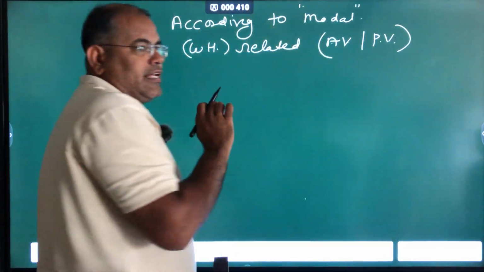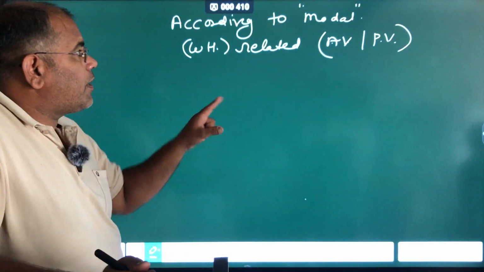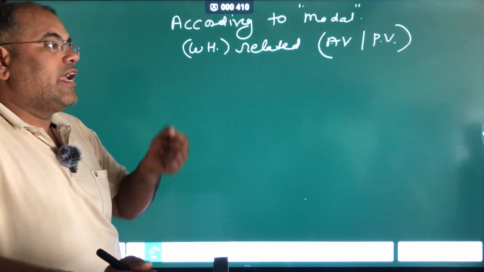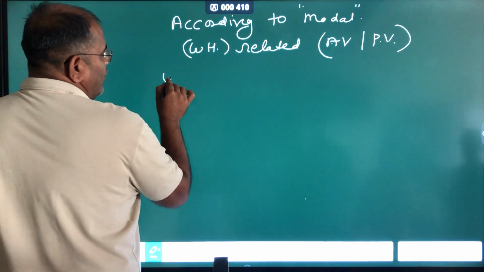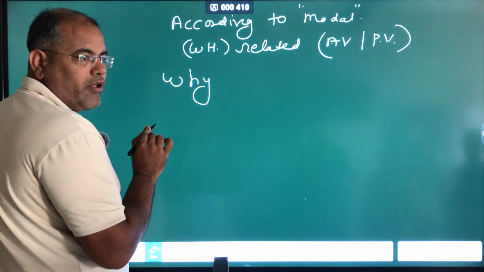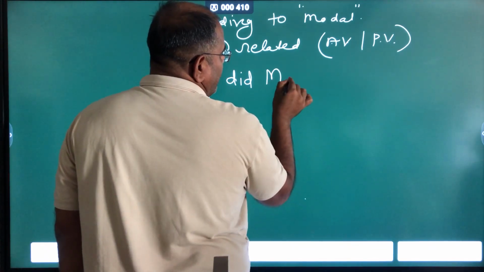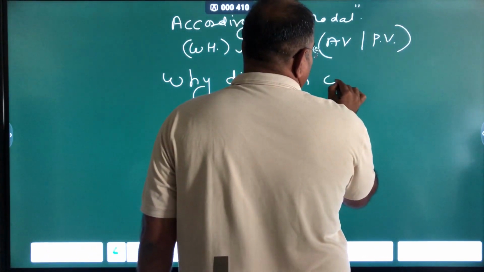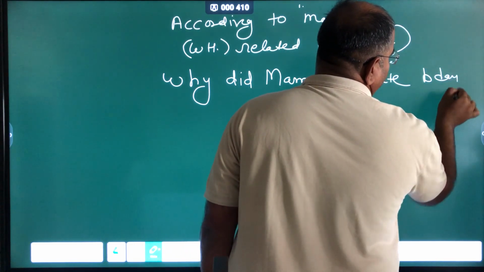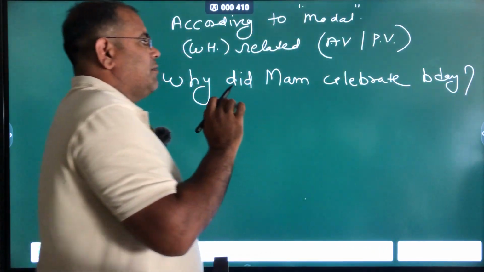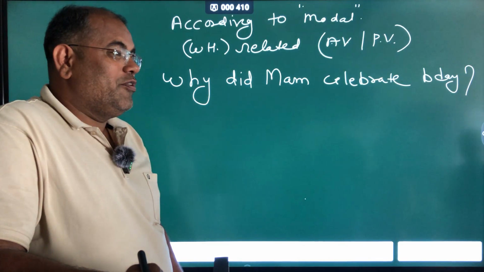Okay, guys, in this format we shall use a helping verb according to model, and as an interrogative format we shall use WH words. For example, I use here why. Why did ma'am celebrate B-Day? B-Day means birthday, and at the last we are using here the symbol of interrogation. Okay, do you understand? No, you don't understand.